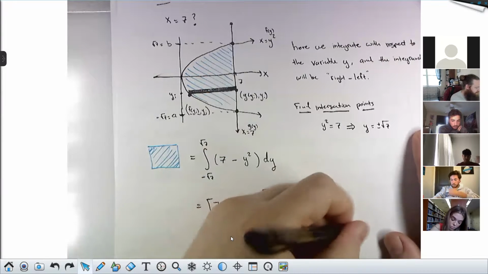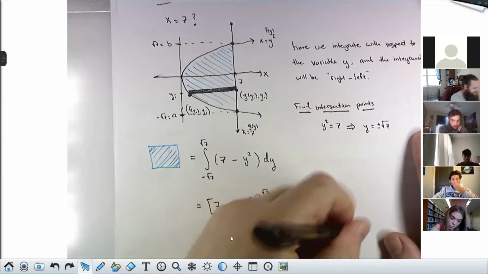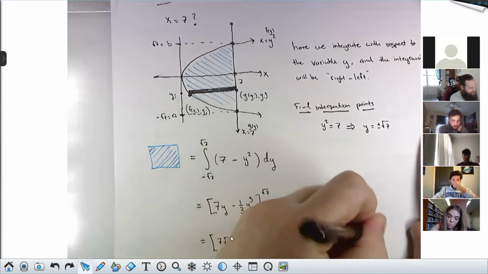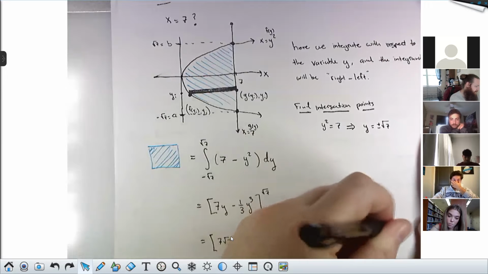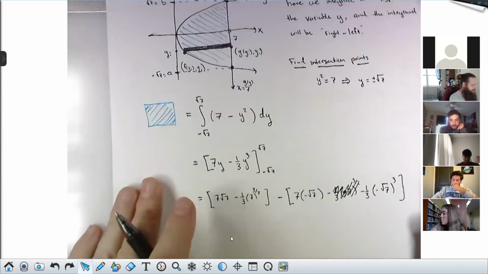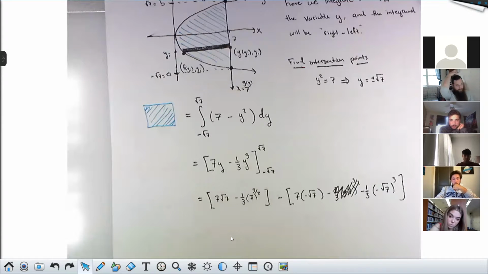Sorry, that doesn't work like that. No, that would be minus 1/3 times the negative square root of 7 cubed. Yeah, sorry about that. The negative is getting cubed, but it's not under the root, so you can't write that as negative 7 all to the 3/2.